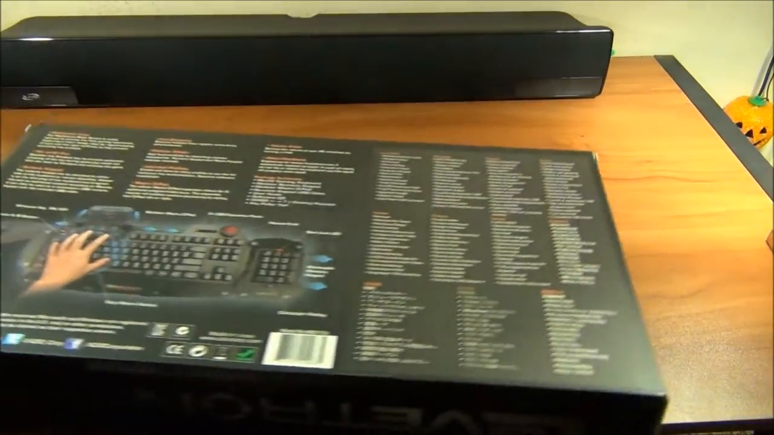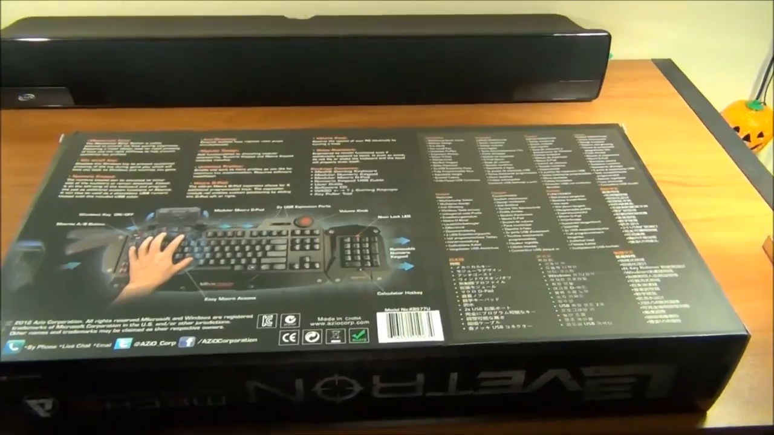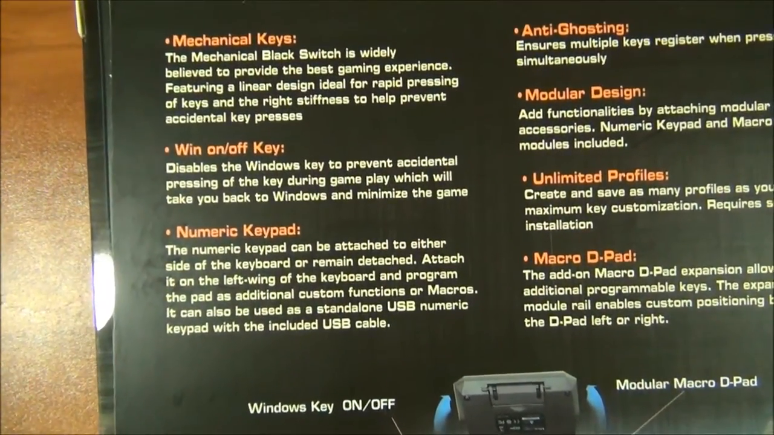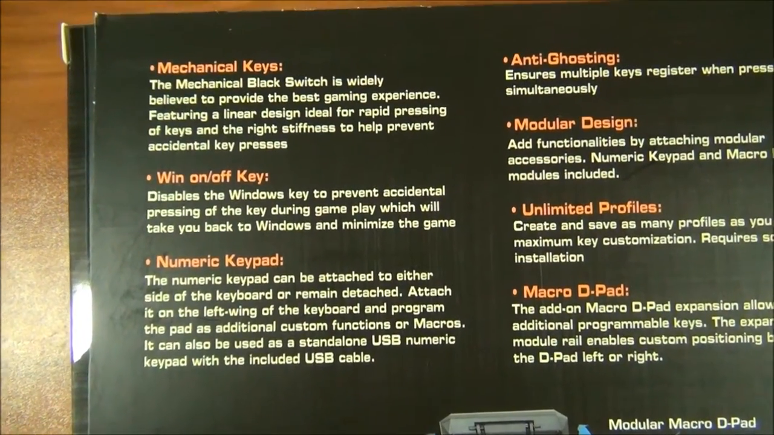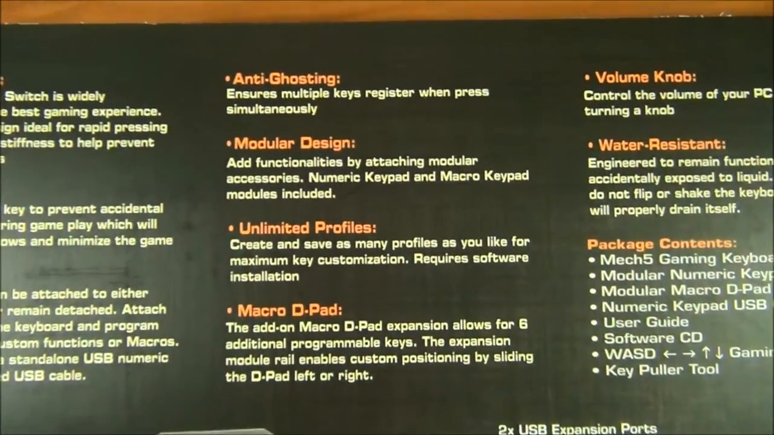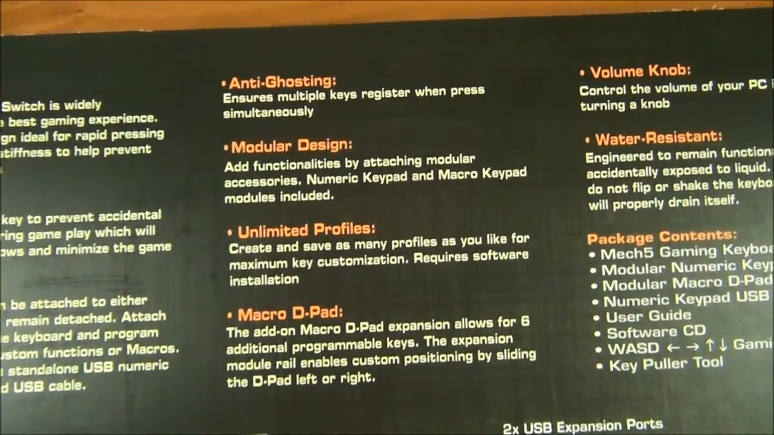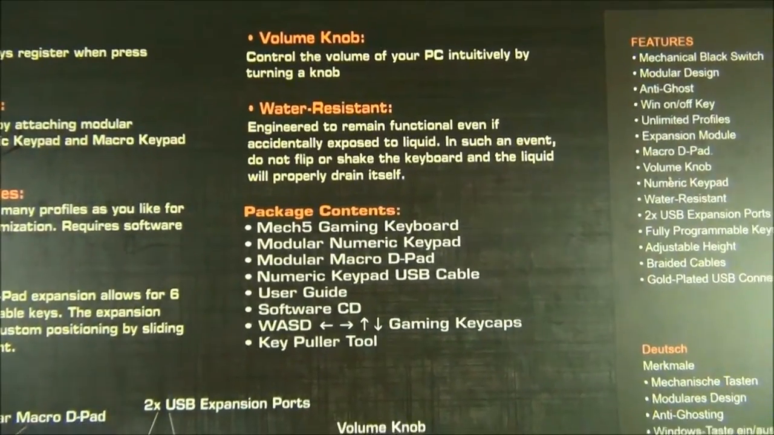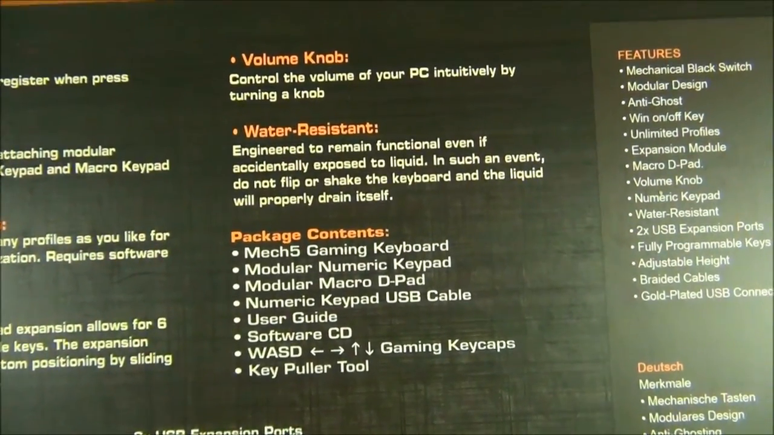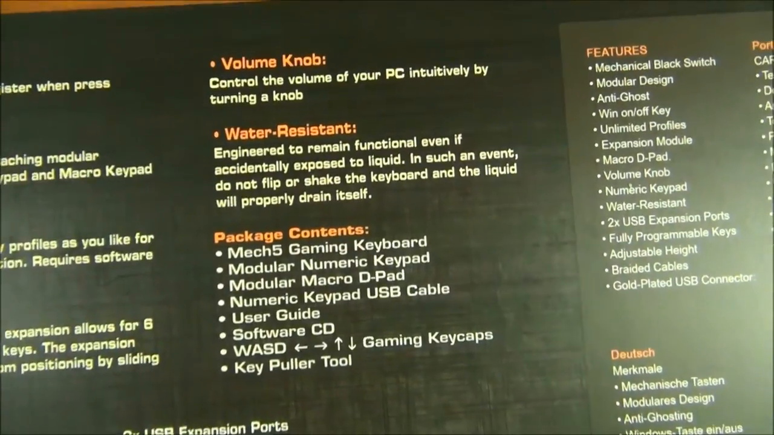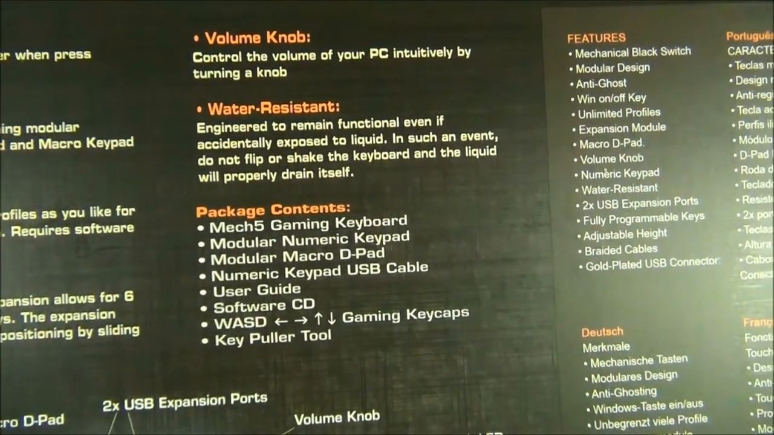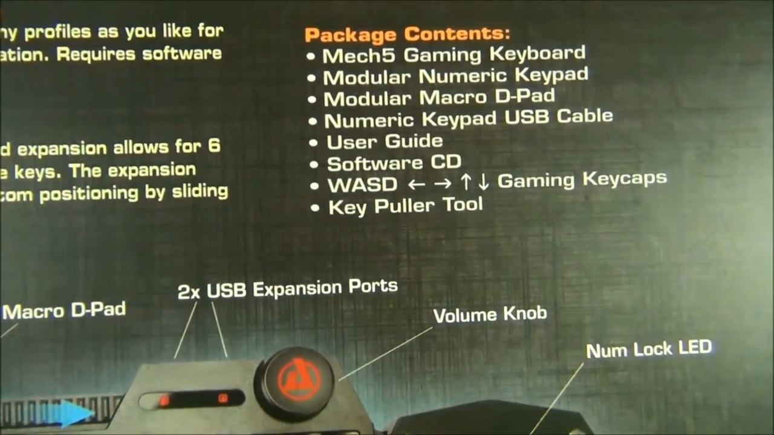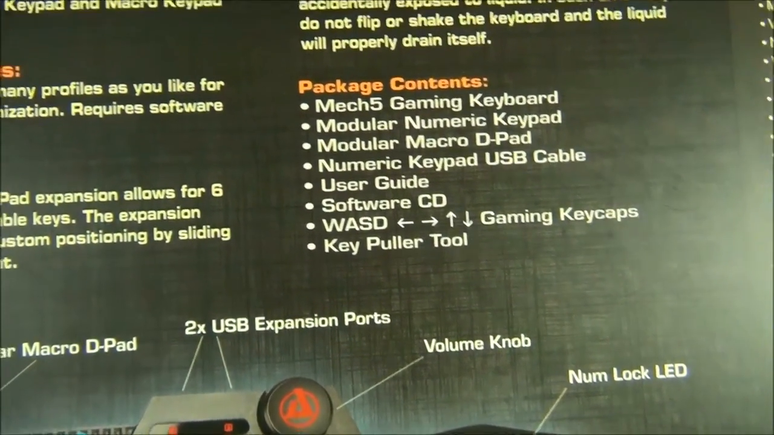I don't actually have the keyboard inside there right now. So, what we've got is we have mechanical keys, a Windows on and off button, numeric keypad, a macro D-pad, unlimited profiles, modular design, anti-ghosting, a handy-dandy volume knob, a water-resistant design, which means that if you spill something on there by accident, it will drain itself properly, so don't touch it, don't shake it, all that kind of good stuff. And we have the package contents right here.